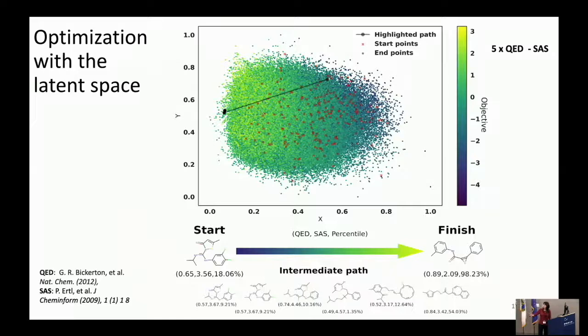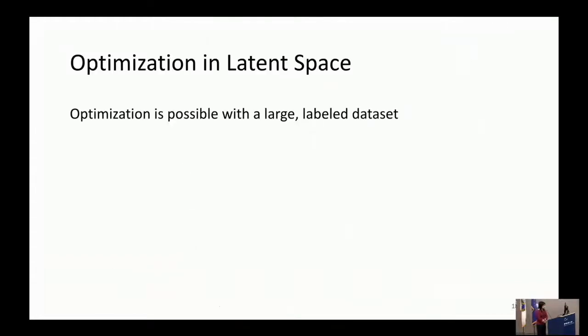we did use this for optimization. We selected molecules with a low percentile, usually in the bottom 20% of our expected value. And we were able to use this latent space combined with some optimization techniques to find new molecules that had really high property values according to our model. So I think this work demonstrates that optimization is possible when you do have a large labeled data set and when the properties that you want to predict are pretty smooth.